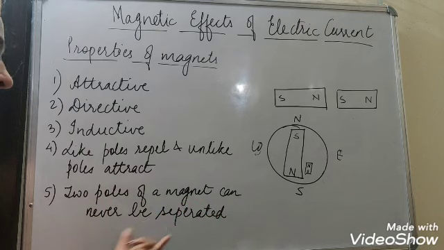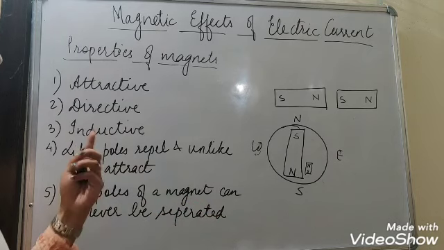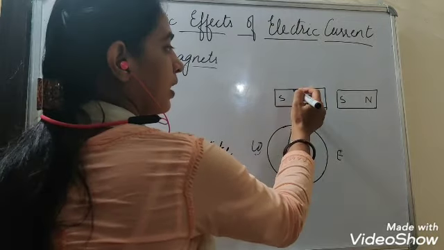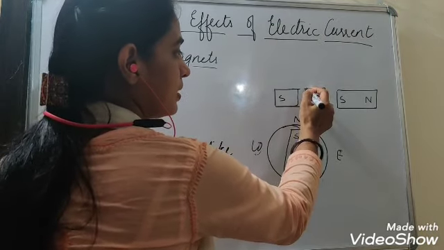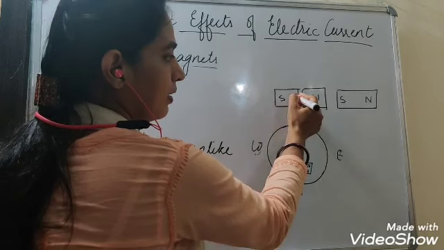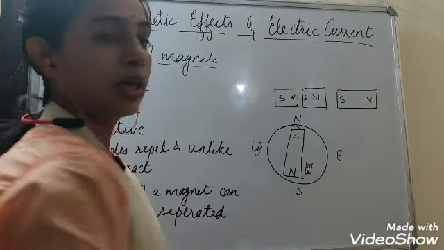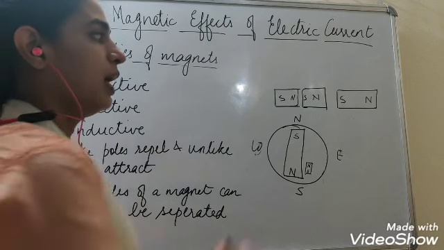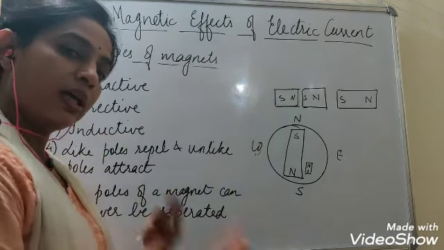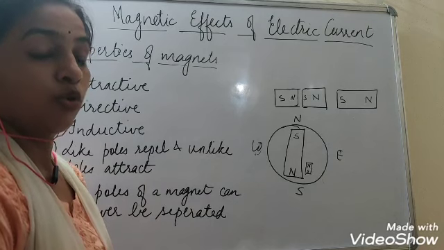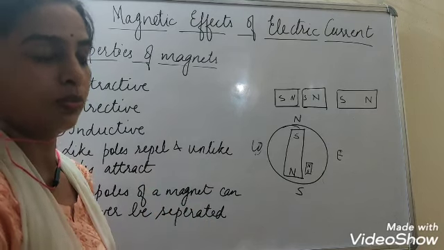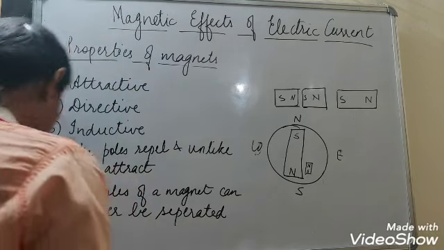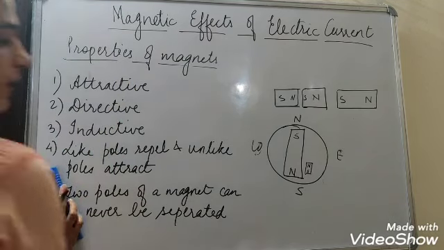Two poles of a magnet can never be separated. This we studied in the last class, that if you cut a magnet from between, if you make two parts out of this one magnet, then these opposite sides will again acquire opposite poles. Again, if you cut it in between, the four parts will acquire north-south poles. So the two poles of a magnet can never be separated. This is what we studied in the last class about magnets.